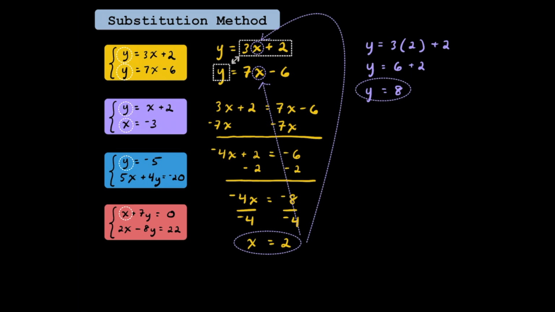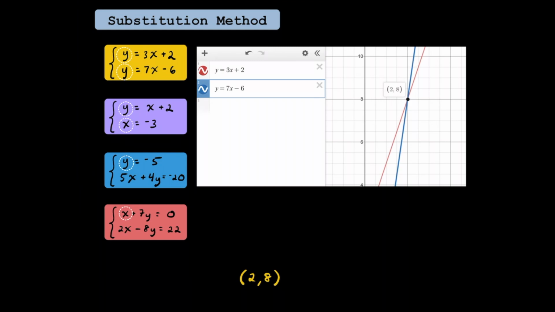When writing the solution to this system, we write it as an ordered pair of 2, 8. Looking at the graphs of these two linear equations, we can see that they intersect at the point 2, 8.